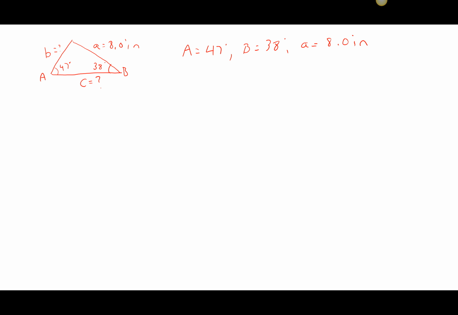Now remember, the angles of a triangle sum to 180 degrees. So inside this triangle, it has to equal 180 degrees. So we can find this C right here. C equals 180 degrees minus A minus B, and that's going to equal 180 degrees minus 47 degrees minus 38 degrees. So that's 95 degrees for C. The sum of the angles in a triangle has to equal 180 degrees.